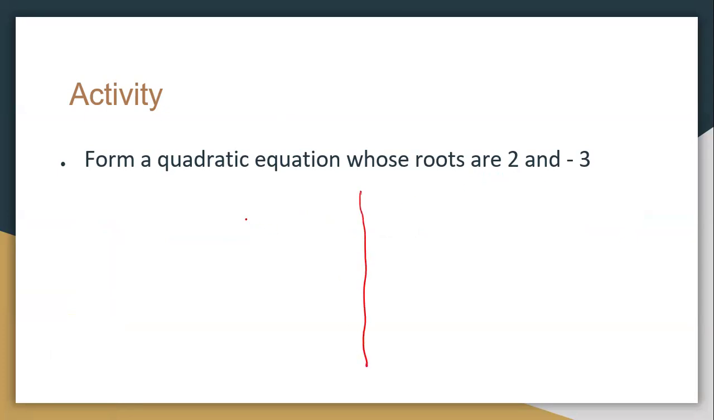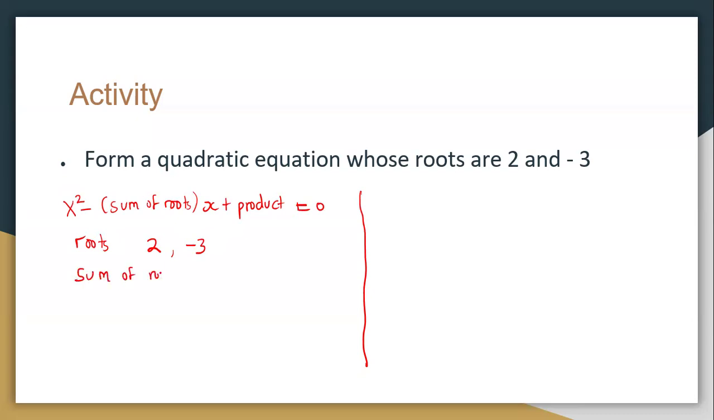I'm going to teach you the two approaches. The first one, we can use this relation: x squared minus the sum of the roots x, then plus the product is equal to 0. So here our roots are 2 and -3. When they talk about sum, it is addition. So we shall say sum of the roots.